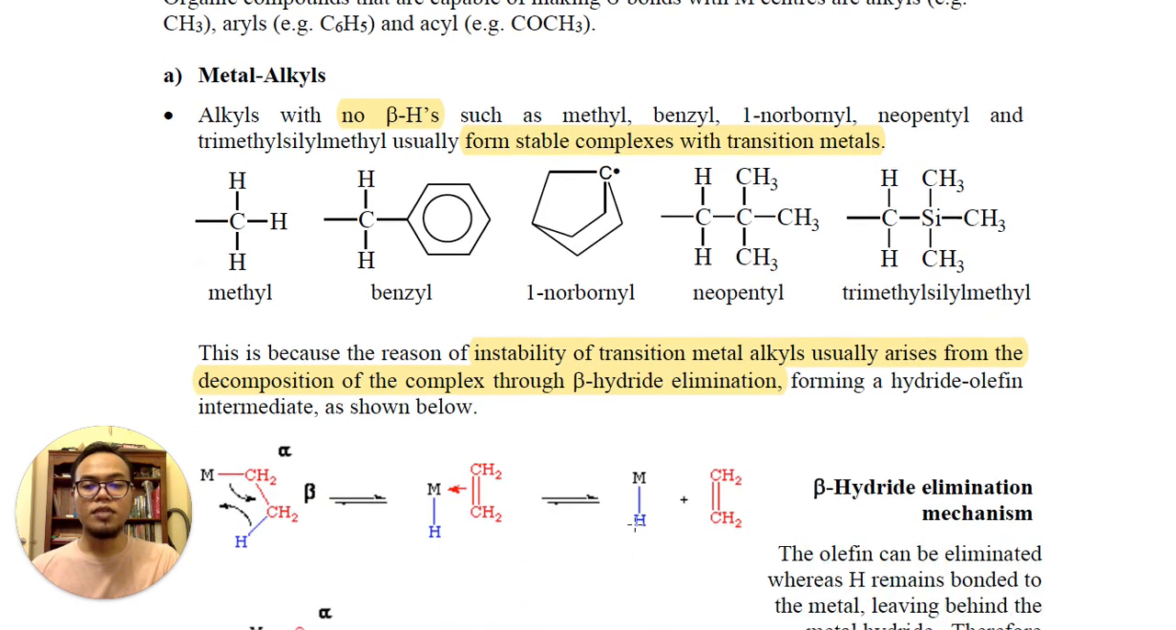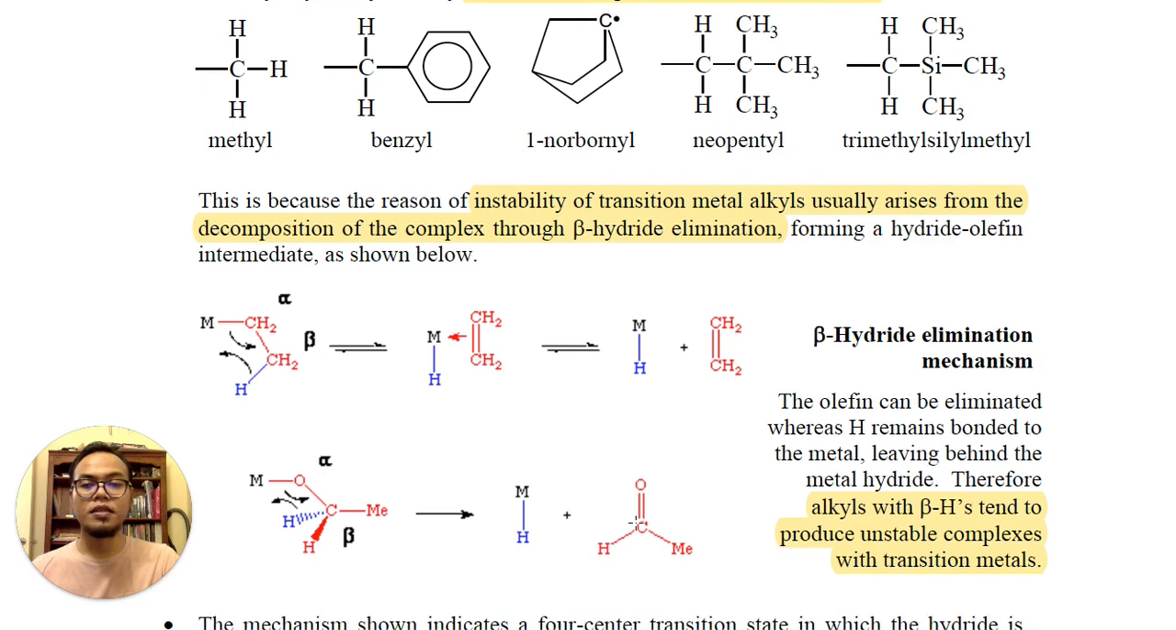So let us look at this mechanism. You can see that we have the alpha carbon here and the beta carbon here. This is alpha because it is already attached to your metal. So your second carbon, your beta carbon, has one hydrogen. So this is beta hydrogen. If you do have this, then it is very likely for this hydrogen to be eliminated. When that happens, this eliminated hydrogen will form a complex with your metal, and this metal hydride is unstable. So we do not want that to happen.